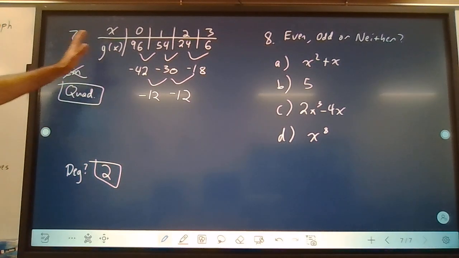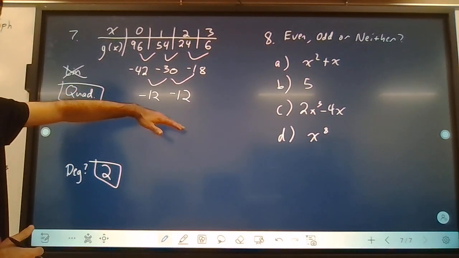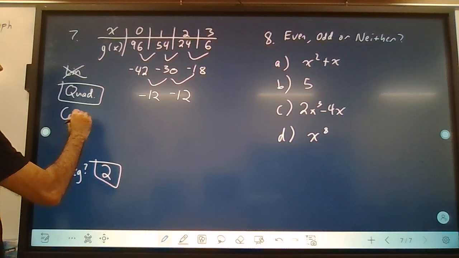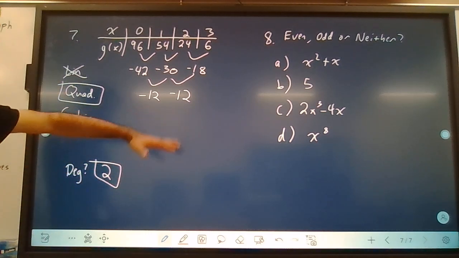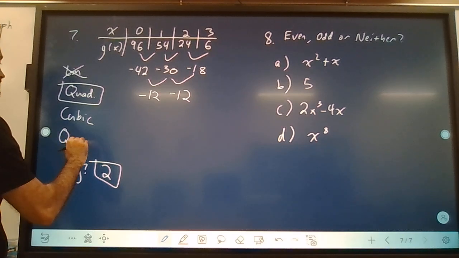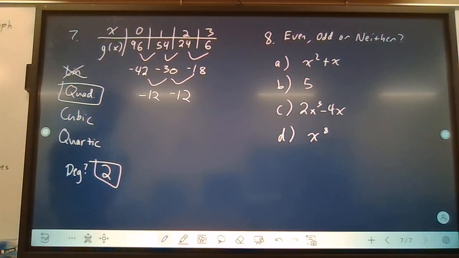I'd have to give us more numbers, but if this kept going, if the numbers in the 3rd row were all the same here, well, then it would be cubic, or having a degree of 3. And if those weren't the same and the numbers in the 4th row were the same, then it would be quartic, right there. Okay, but ours was quadratic, degree of 2.